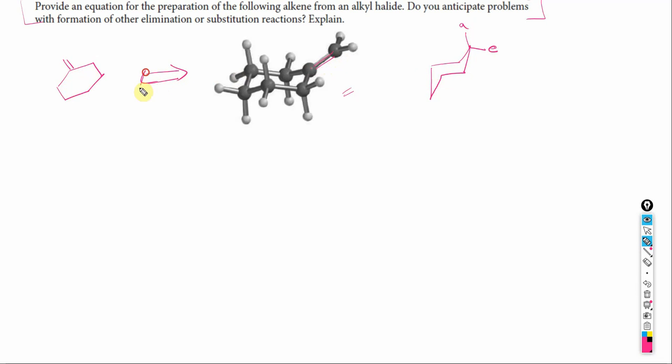These are the same thing, and the question is, how would you make this compound starting with any alkyl halide you want? So if you're making a double bond from an alkyl halide, obviously you need to recognize that it's an elimination reaction that you're looking at. So there are two ways to make this. One way is to take the methyl cyclohexane and add a leaving group, say for example a bromine, on that carbon.